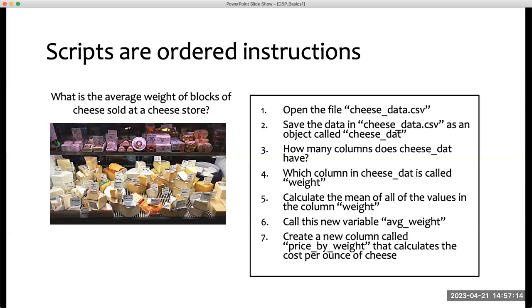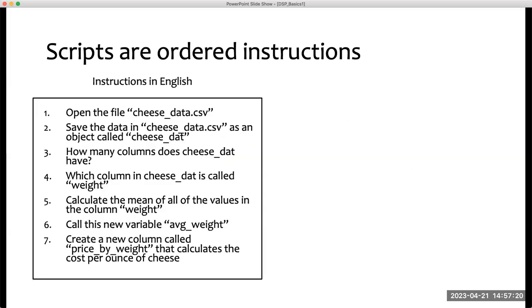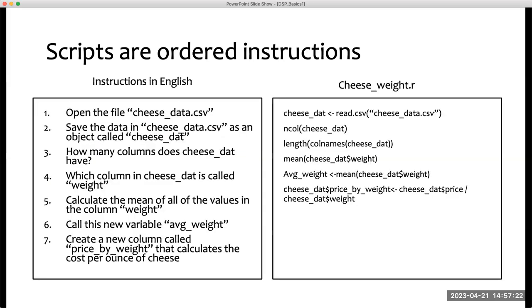So this is sort of how you might tell a human being to do this. This is a set of instructions. So these are the instructions in English, and then this is how you might write those instructions in R, for example. And so this is a script, and you could call this script cheeseweight.r, right? So this is a set of instructions that you now have on your computer. You can open it up and run it whenever, and you can calculate the weight of cheese whenever you want.